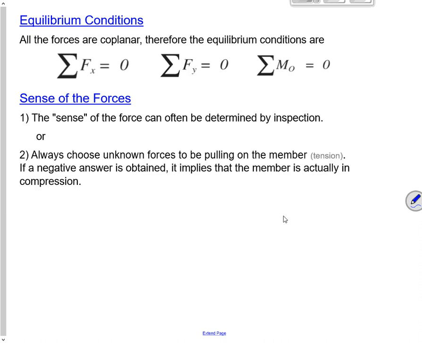So we're still doing planar trusses, so we've got planar equilibrium, which means I've only got three equations: sum of the forces x, sum of the forces y, sum of the moments. Or a lot of times with the method of sections, I use one force equation and two moment equations, but we'll see that when we work the problems. Again, I have to worry about the sense of the forces. I try and determine them, but sometimes I can't, in which case I just draw them in tension, and then if they show up as negative, I know that it's actually in compression.